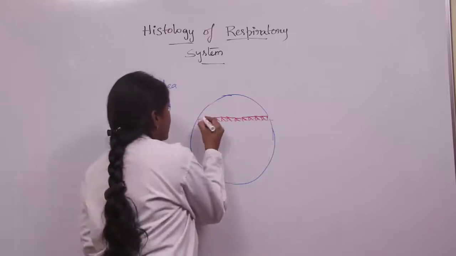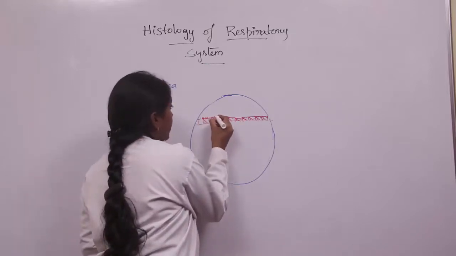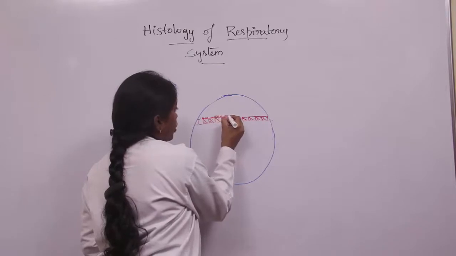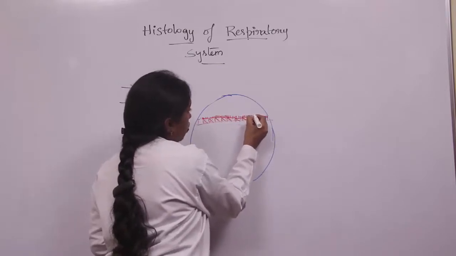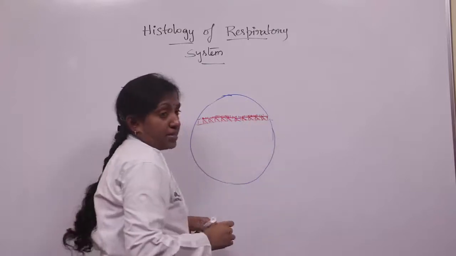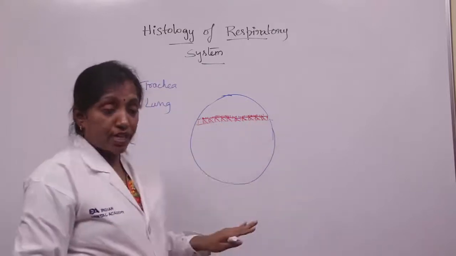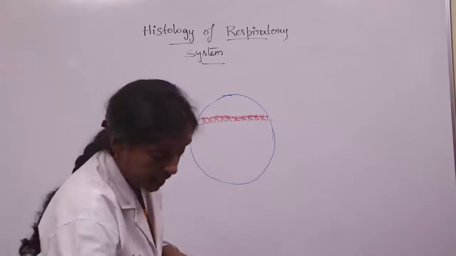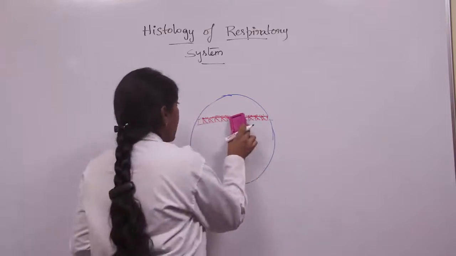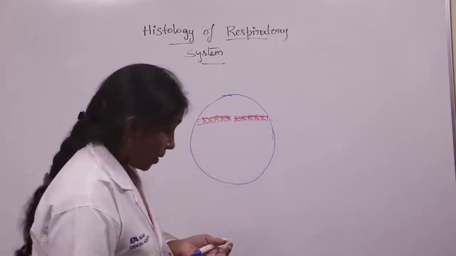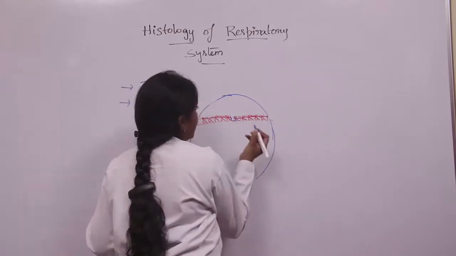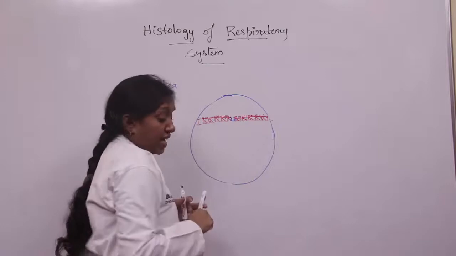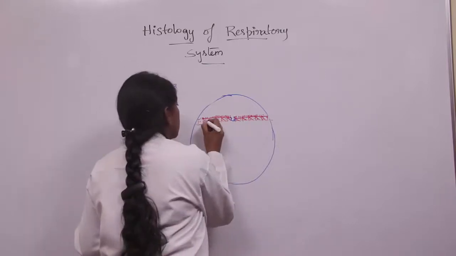That means the cells are arranged at different levels. The cells are of different shapes. So it looks like more than one layer of cells are present, but only one layer of cells is present, and the cells are of different shape. Along with pseudostratified ciliated columnar epithelial cells, we can see some goblet cells also.